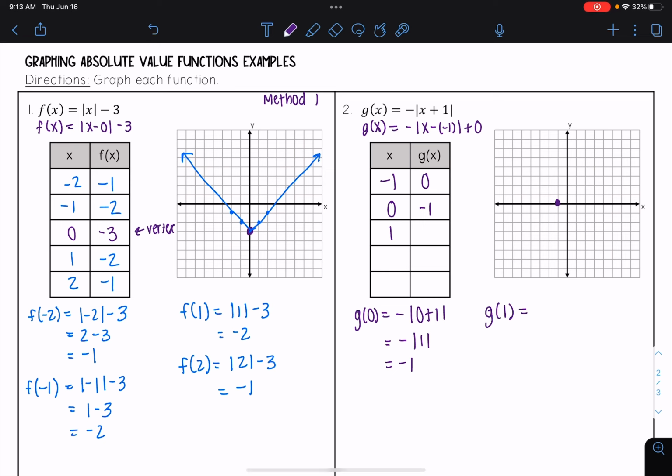Now when I plug 1 in, I get the negative absolute value of 1 plus 1. 1 plus 1 is 2, so I get negative 2. And so my axis of symmetry, again, is through my vertex. Plotting these other points, I get 0, -1, 1, -2.